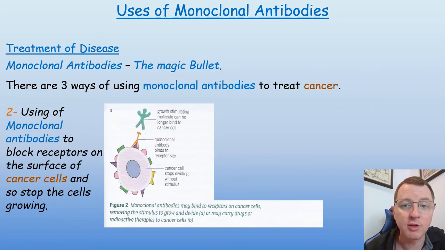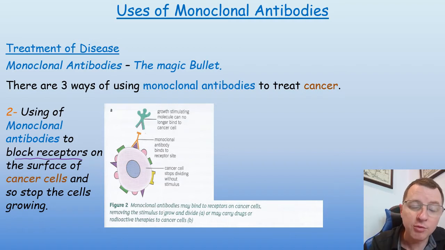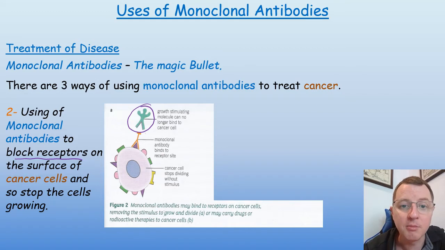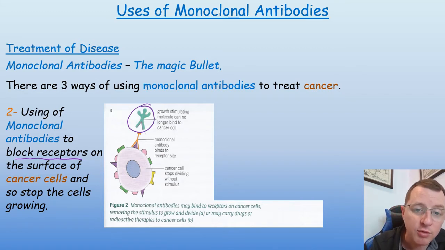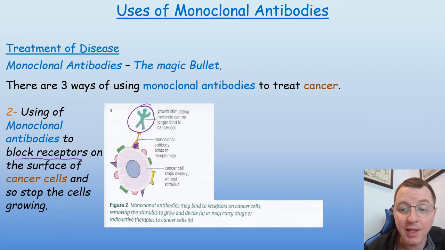The second way of treating cancer using monoclonal antibodies is using monoclonal antibodies to block receptors on the surface of the cancer cells, which will stop the cells from growing. So if we look here, we have a growth stimulating molecule that can no longer bind to the receptor on the cancer cell because this receptor here has bound to the monoclonal antibody. We've created in the lab a monoclonal antibody that will bind to the specific shape of that receptor on the cancerous cell. So the cancerous cell will no longer be stimulated to grow and divide.